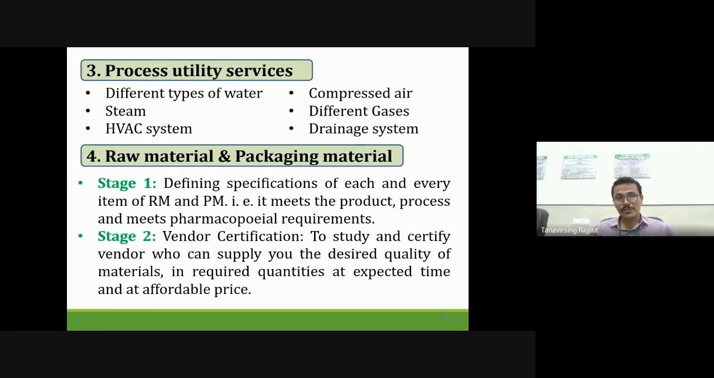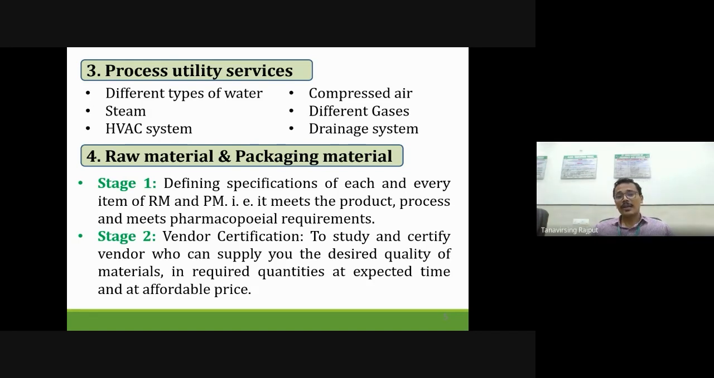Then process utility services. Under process utility services, different types of waters are required for manufacturing of pharmaceutical dosage forms or preparations. So validation of that water system is required. Then steam, and again the HVAC system, heating, ventilation, and air conditioning system, requires validation. Then compressed air, different gases, and the drainage system of the premises also require validation. So for that purpose, we require process utility services.